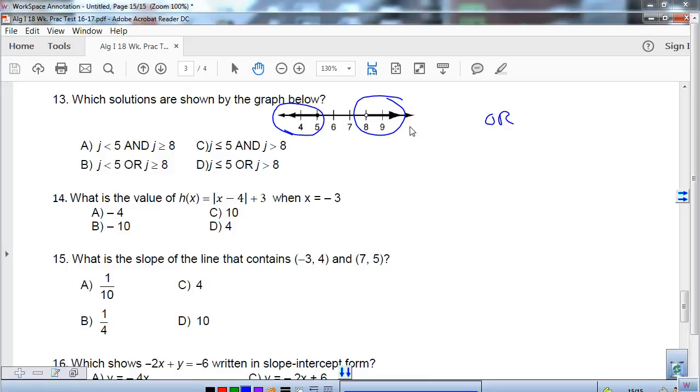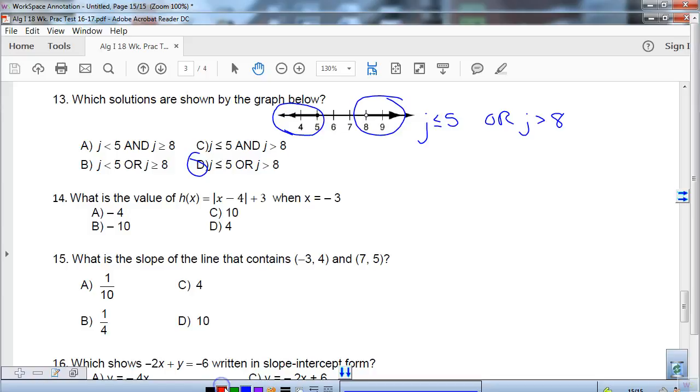Sorry about that. J is less than or equal to, this is a closed dot, so it has to have the or equal to included, less than or equal to 5, or J is greater than 8. And that will be option D.